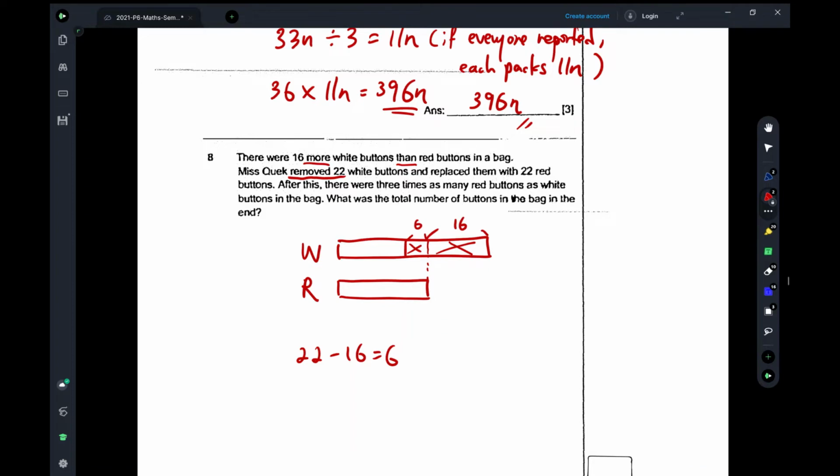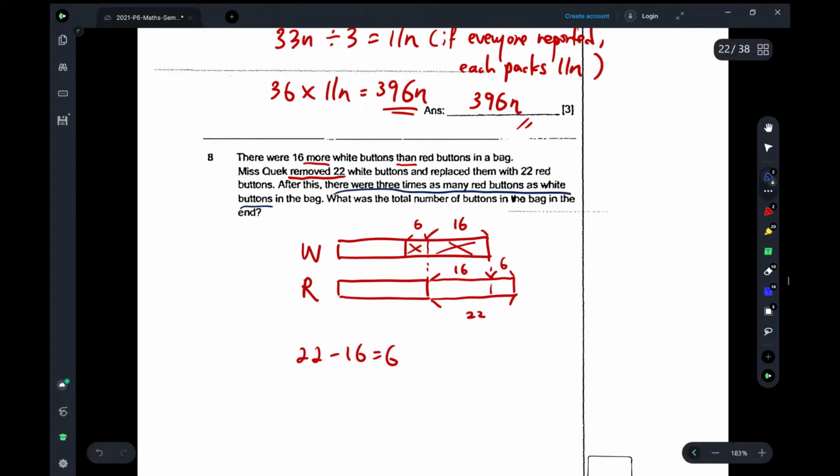That means the red buttons need to increase by 22. So increase by 22. And I know that this part is actually 16, and this part is 6. Okay? So now is the relationship that they have given us. There were 3 times as many red buttons as white buttons. So this part, which is whatever white buttons have remained, is 1 unit. While the entire chunk here will be 3 units.